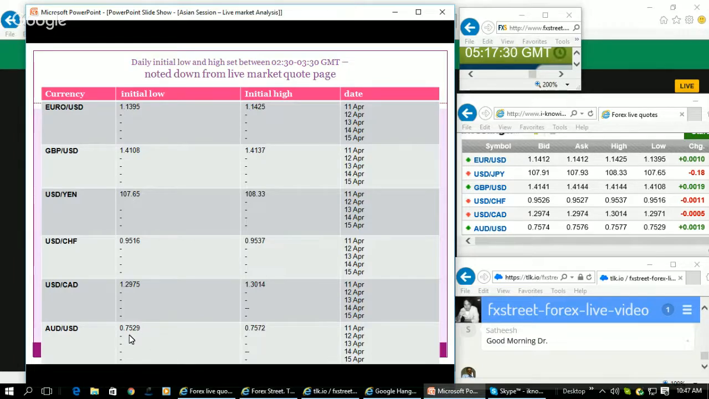And in the case of Australian dollar, 0.7529 is the low and 0.7572 is the high. They breached the high and they are holding above the initial high, indicating that they want to gain.